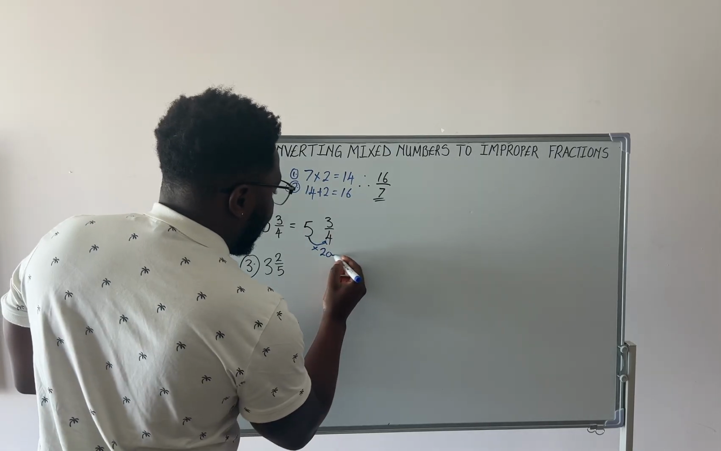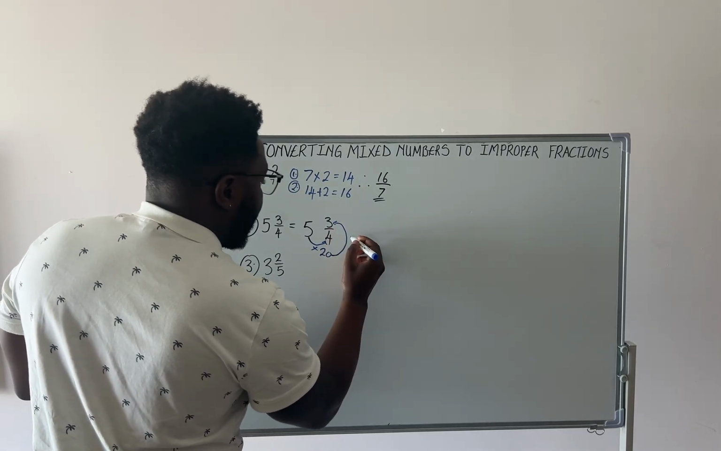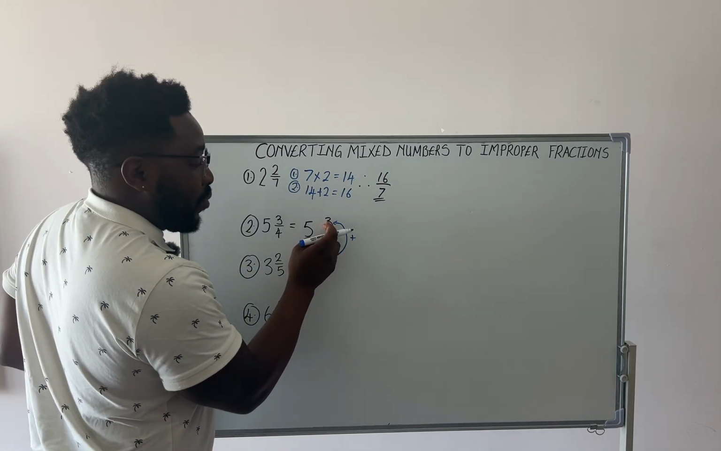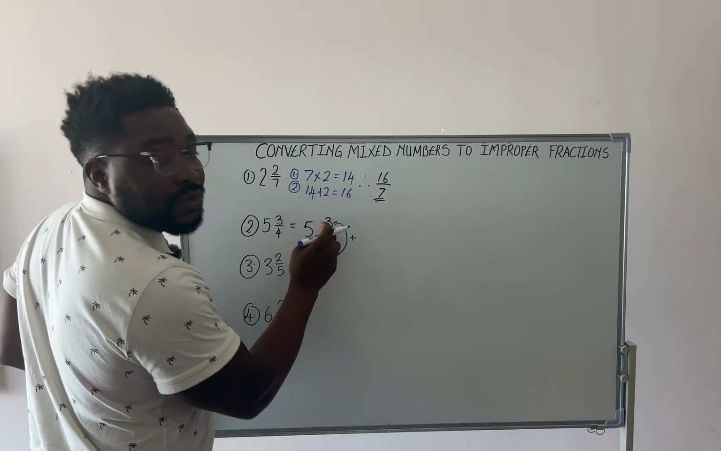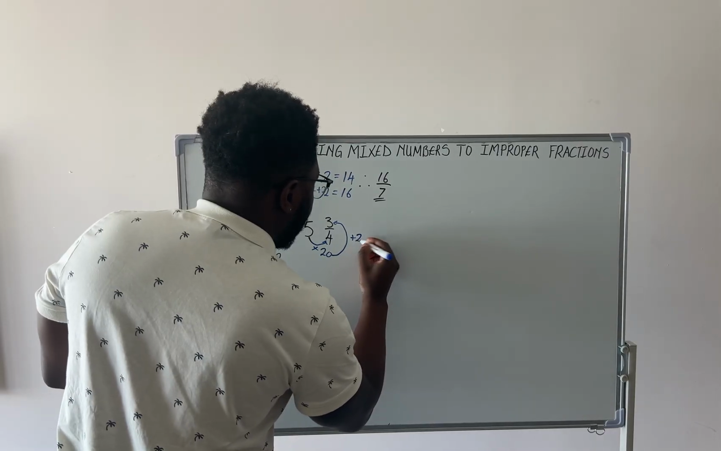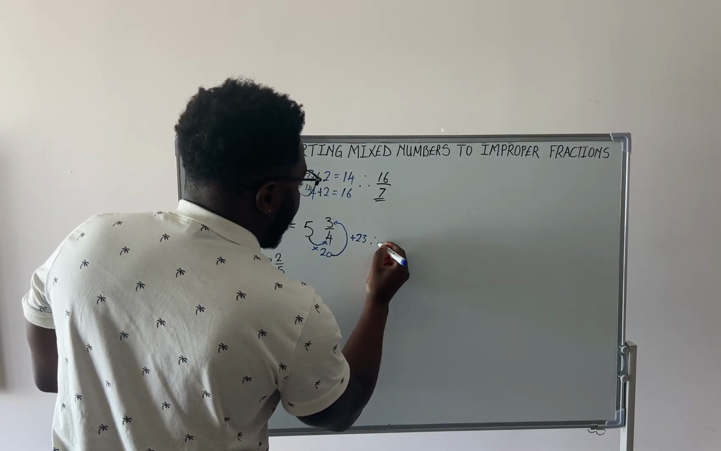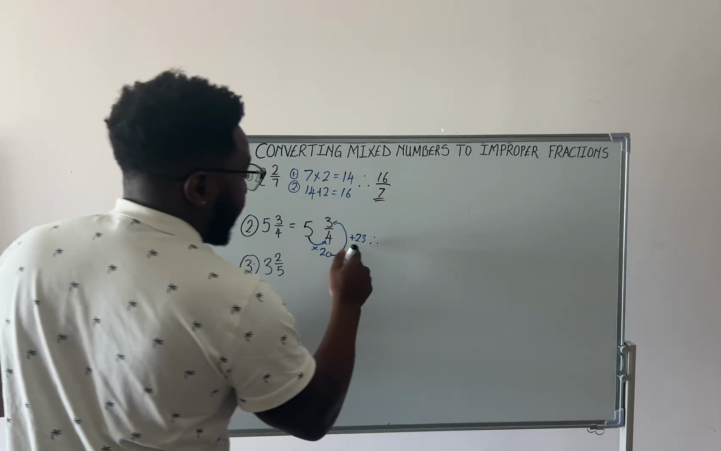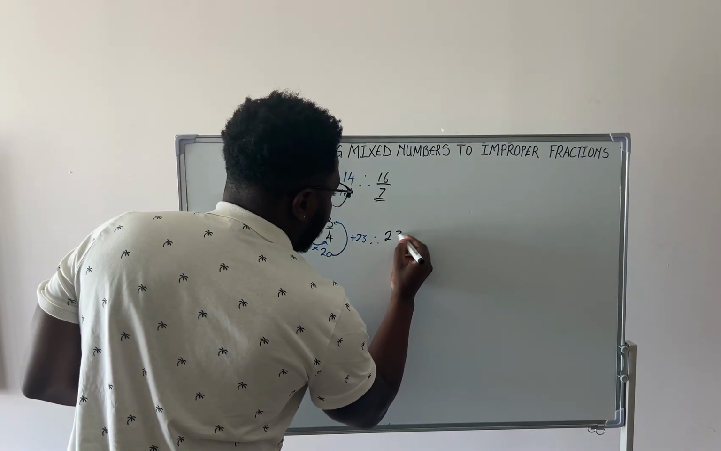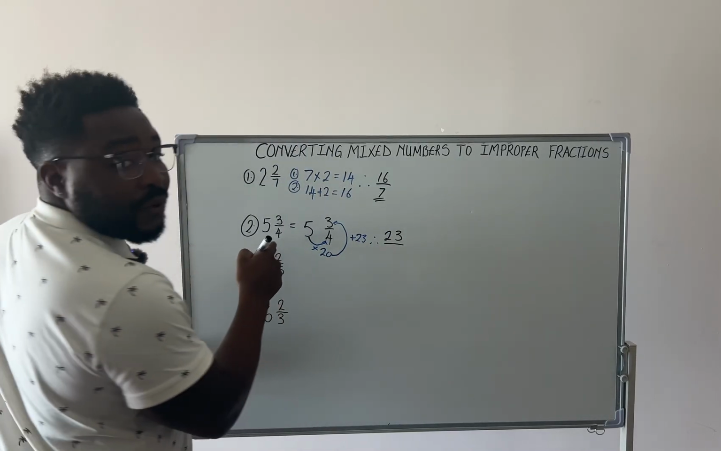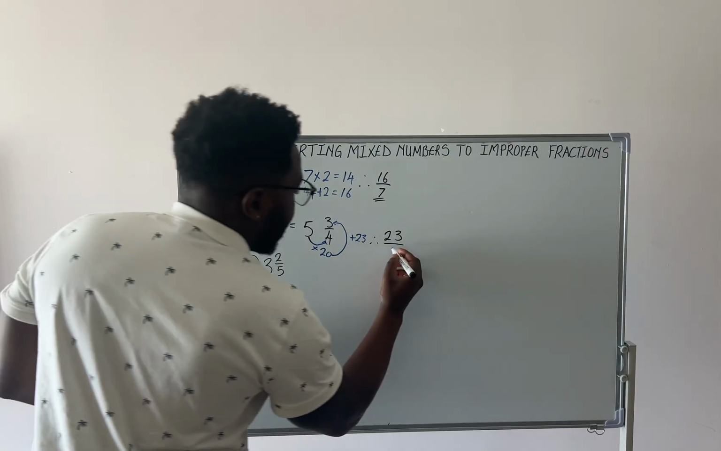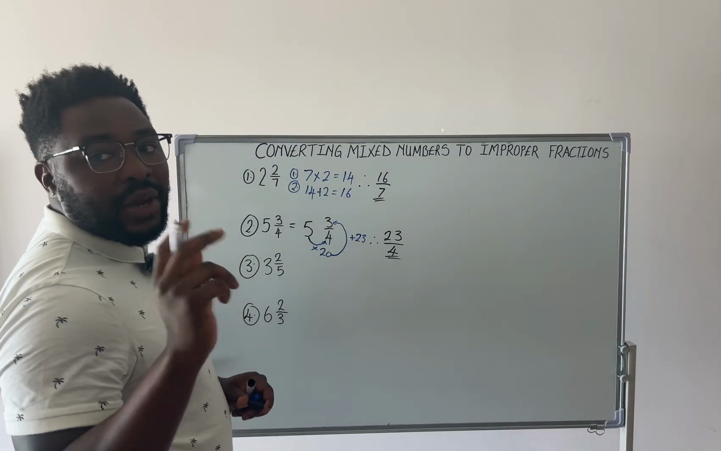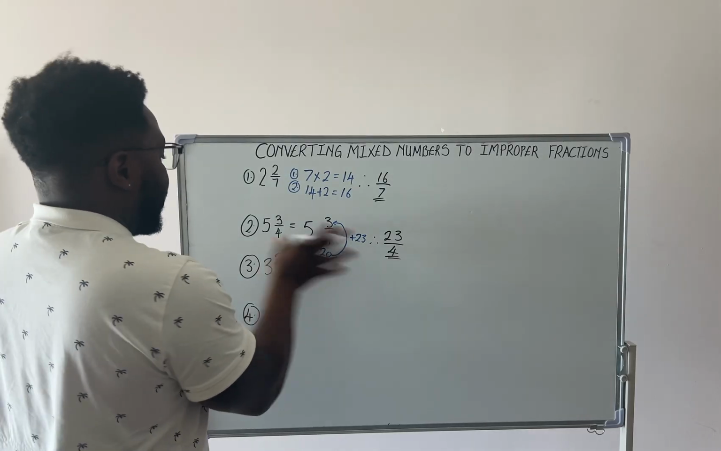Then the second part is you add this 20 over here with the numerator. So 20 plus 3 gives us 23. Therefore the final answer would be 23 as our numerator over the 4 over here. The denominator, you just have to keep it. Now we're done with question number 2.